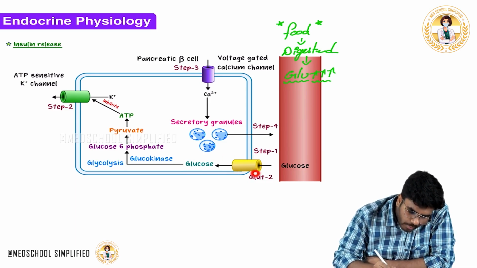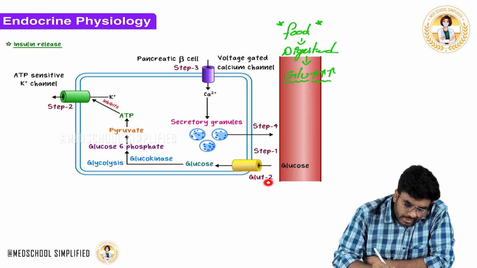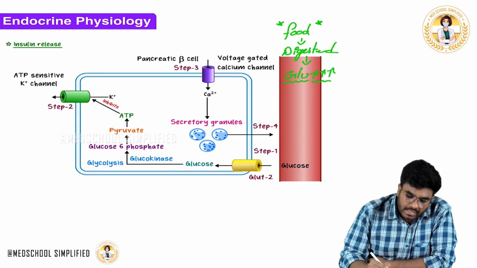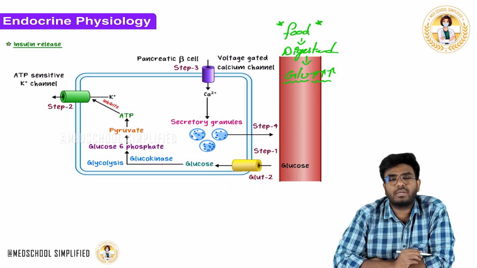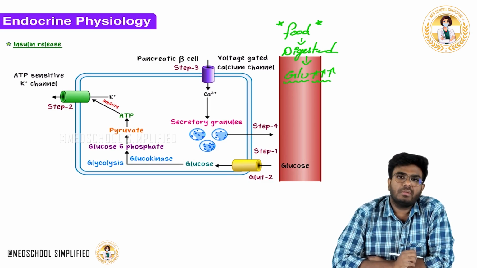But here this carrier molecule is helping. This carrier protein is helping. So who is this carrier protein? Nothing but GLUT2. So what is the first step? The first step in insulin release is the movement of glucose from the blood into the beta cell via the GLUT2 transporter, which is an example of facilitated diffusion. Okay, sir, well and good.